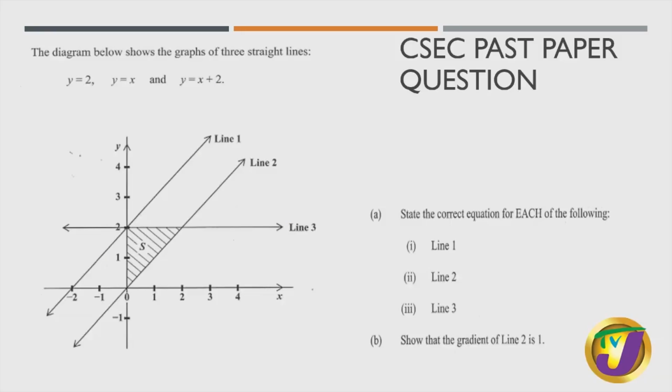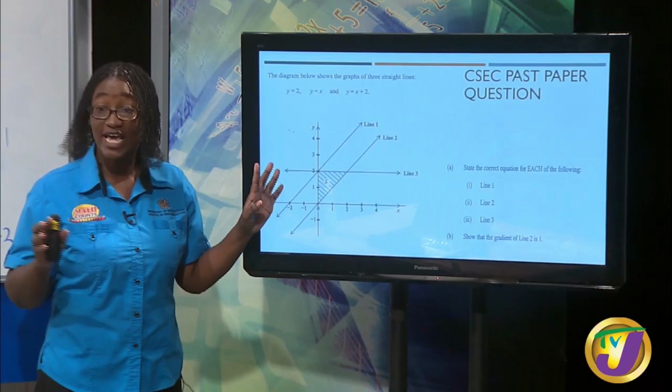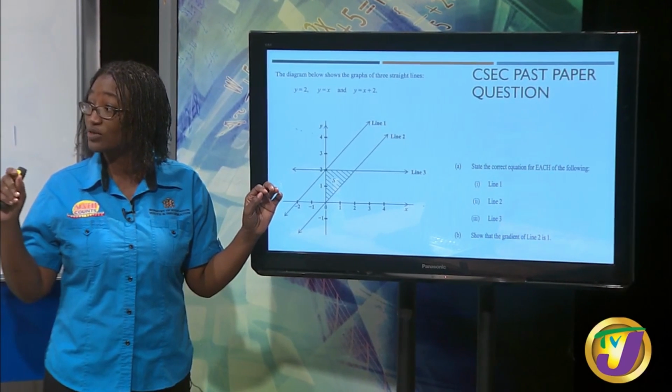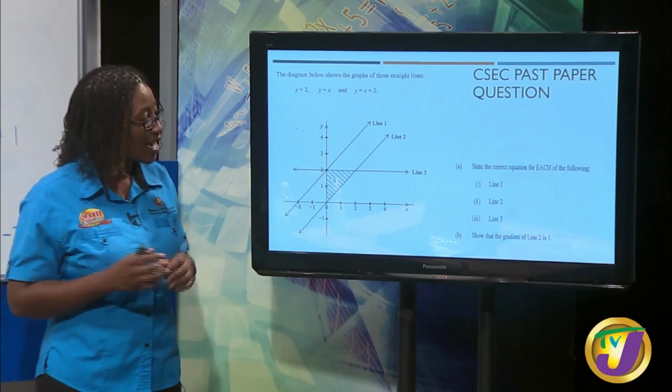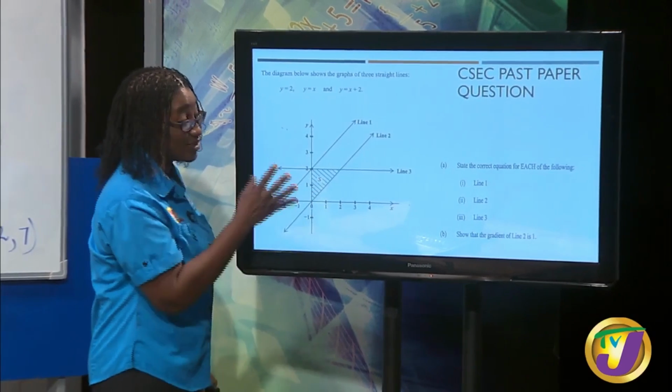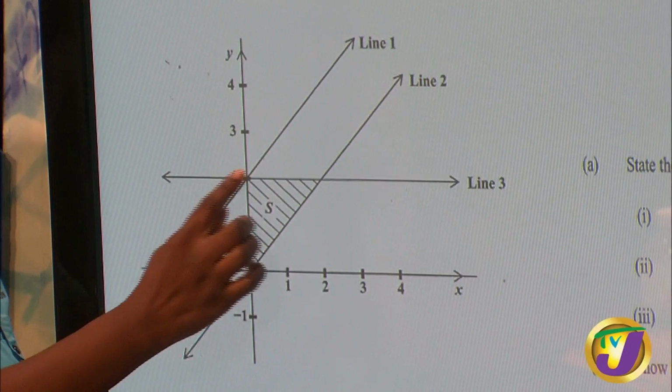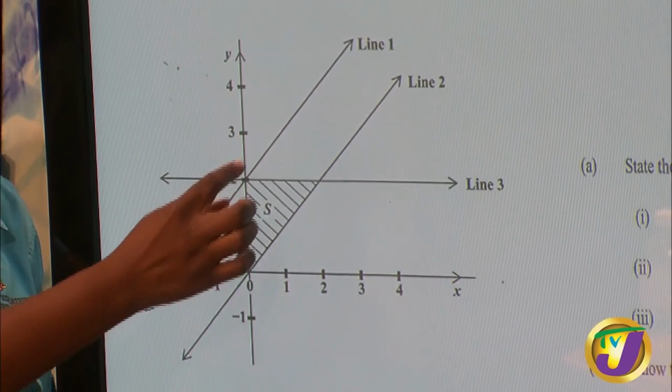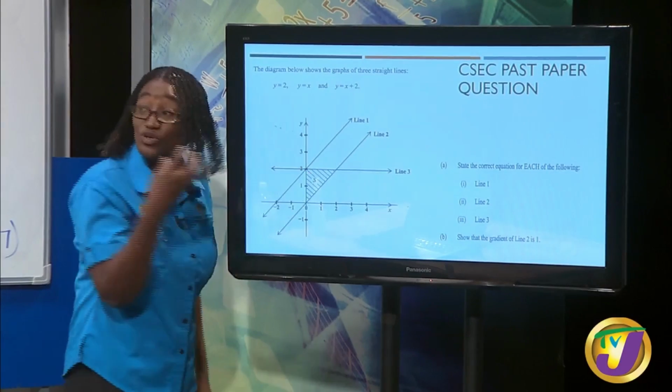Show that the gradient of line 2 is 1. We kind of did already. But we're going to show, so we need to refer to the diagram, separate and apart from the equation. So remember, we're looking at change in y, and we're looking also at change in x. So it's change in y divided by the change in x. We're looking at line 2, and what's so beautiful about this diagram is that there is already a little right-angled triangle in the diagram that I can use to my advantage.